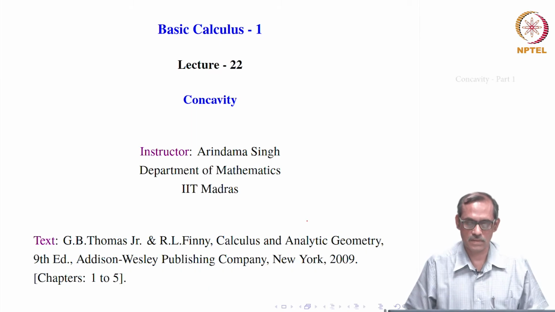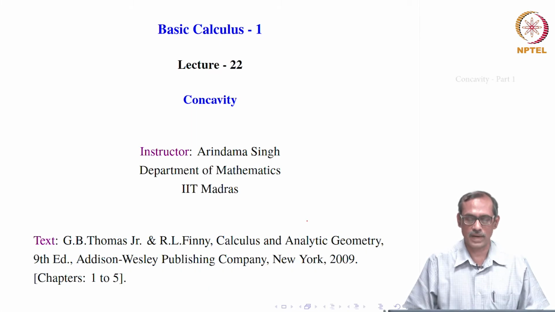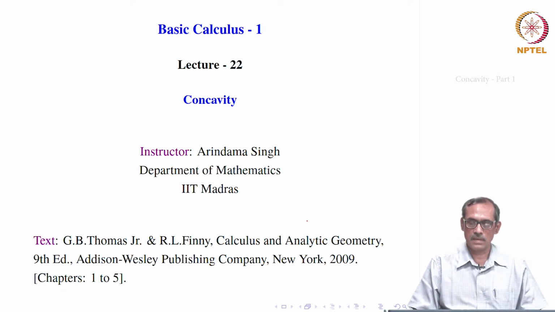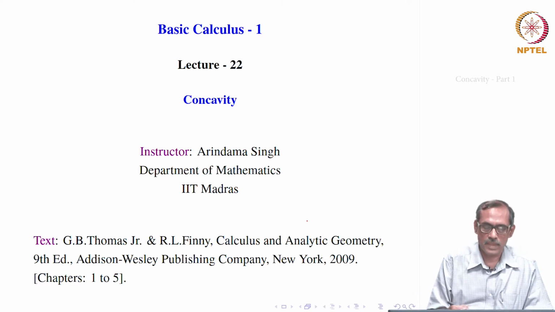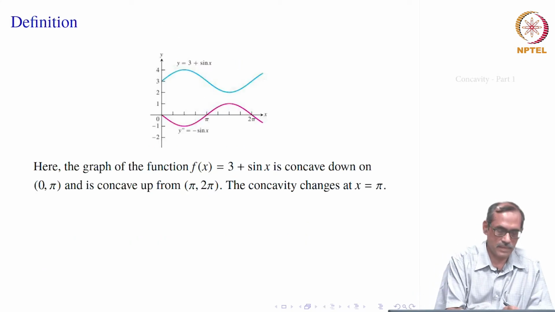Well, this is lecture 22 of basic calculus 1. You remember in the last lecture we had discussed using the second derivative for deciding whether there is a point of extremum at a critical point. So, we will use the second derivative for something else today. It is about deciding the shape of the curve. They are basically called concavity. So, that is what we will be discussing today.